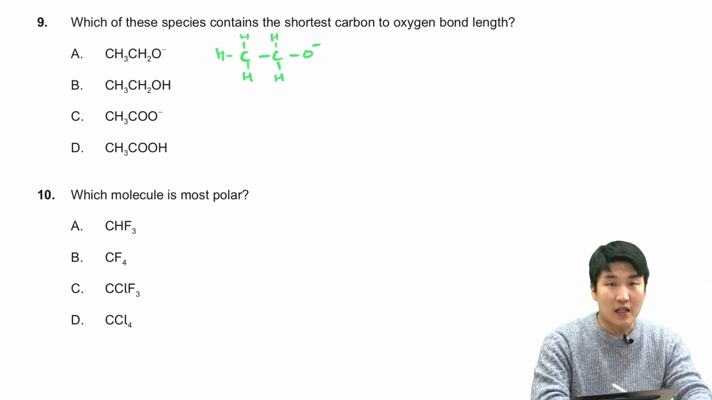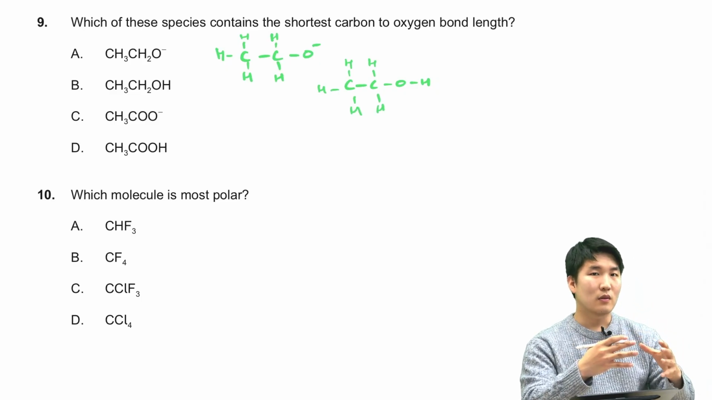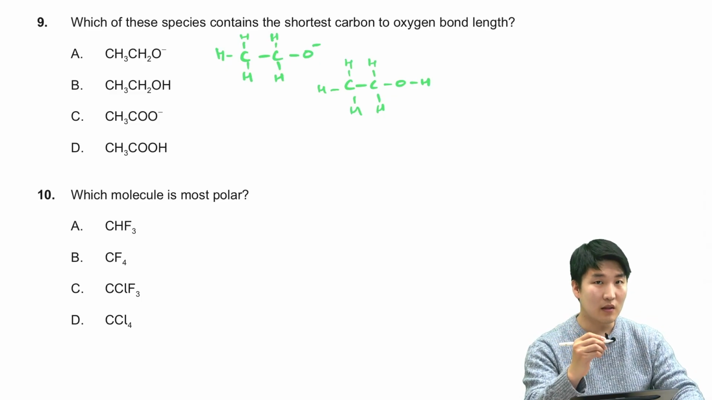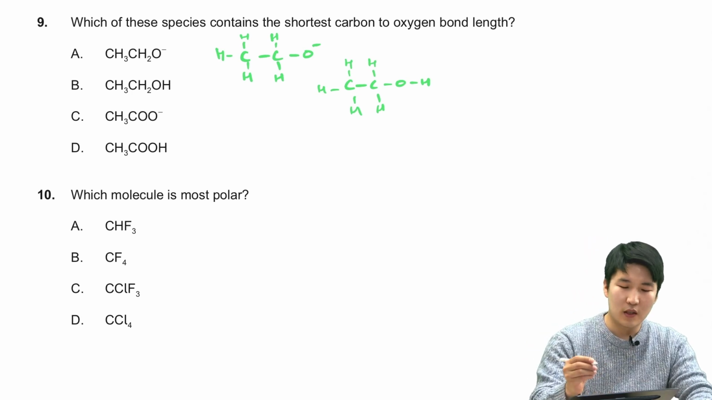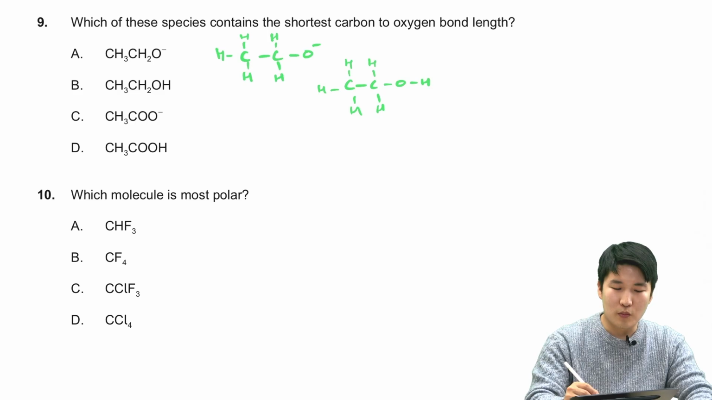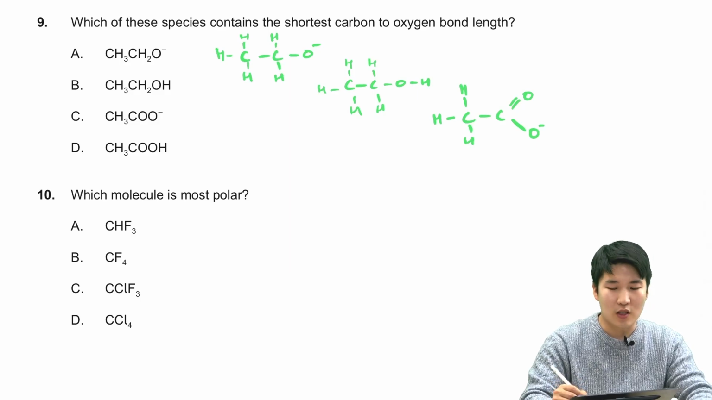Let us look at the second option, which seems to be pretty much identical, except that instead of O minus, we have OH. Option B is the ethanol, and option A is the deprotonated ethanol, which we call ethoxide. The third option seems to be different. The third option seems to be the ethanoate ion, which is the deprotonated form of ethanoic acid, which is the option D.